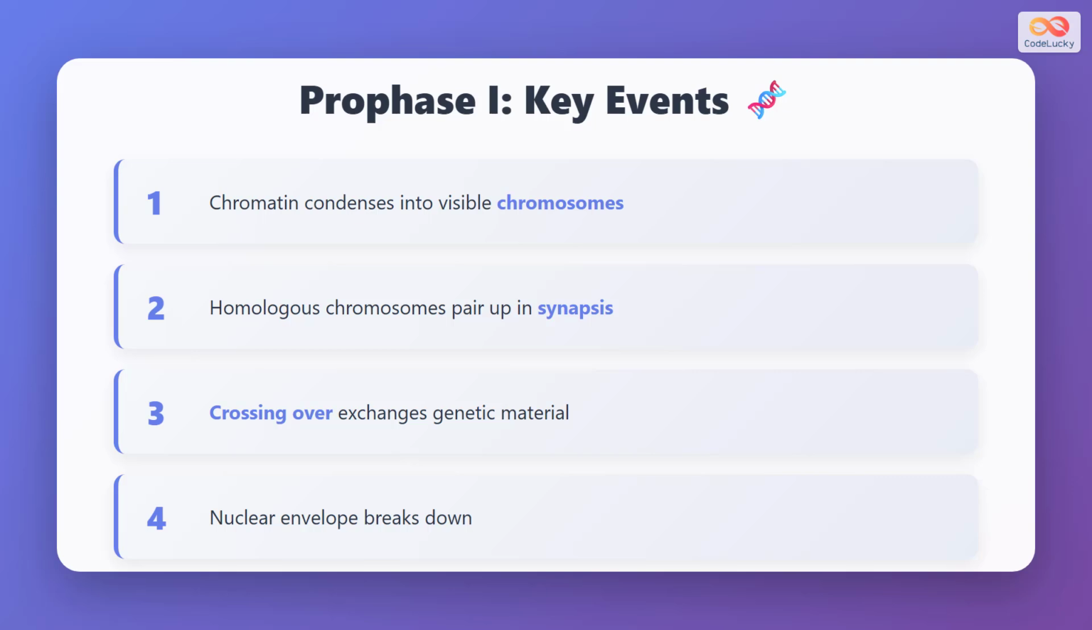Prophase I is the longest and most complex phase. 4 key events occur during this phase. First, chromatin condenses into visible chromosomes. Second, homologous chromosomes pair up in a process called synapsis. Third, crossing over exchanges genetic material between paired chromosomes. Fourth, the nuclear envelope breaks down, allowing spindle fibers to access the chromosomes. These events are essential for genetic recombination.